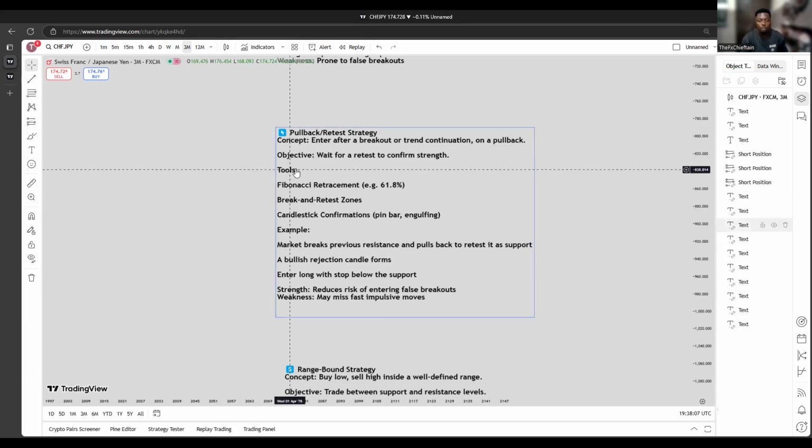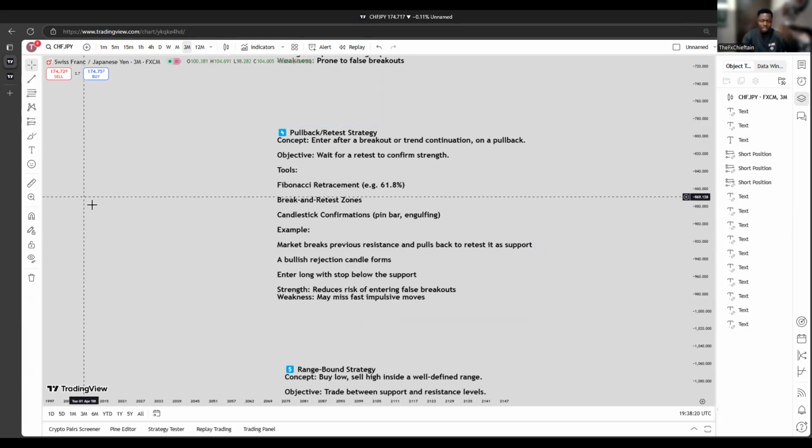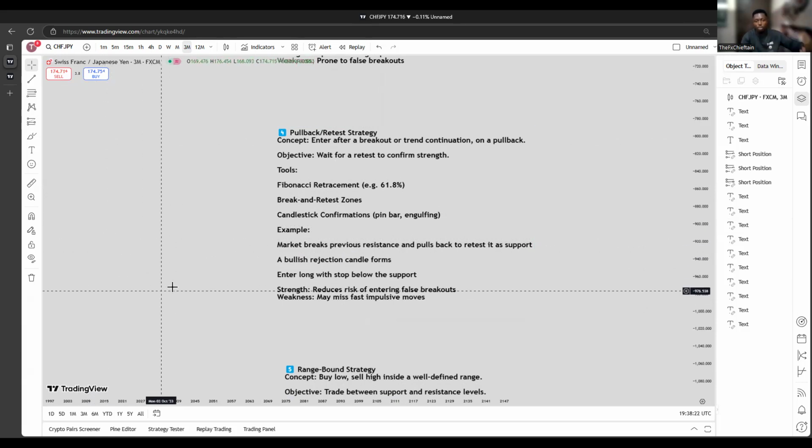And we want to use tools like your Fibonacci retracement, break and retest zones, and candlestick confirmation, the pin bar, the engulfing candle. This is where you have to talk about the reversal candlestick patterns, and we've done that in previous classes. So you want to go back and watch those videos about reversal candlestick patterns.